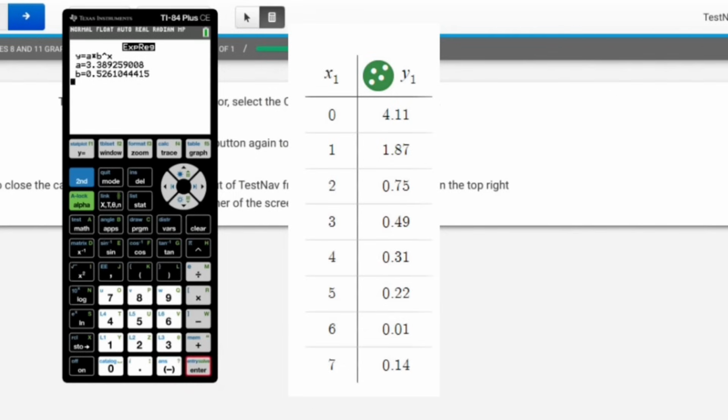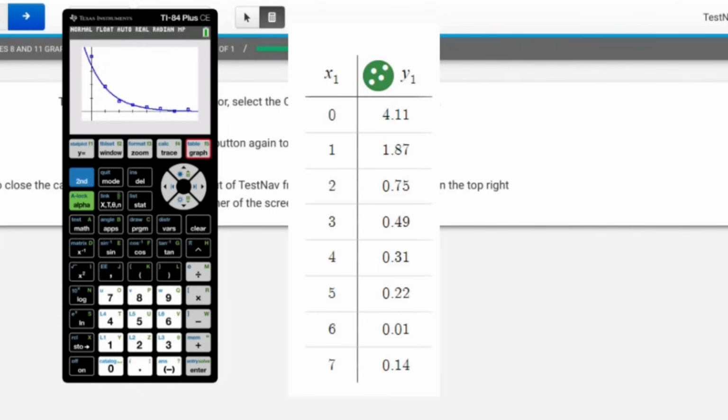So the equation that I get is y equals 3.389 times 0.526 to the x. Now let's graph that. I stored it in my y equals, so there it is. Now it covered the old linear equation, but that's okay. I don't need that linear equation anymore. So is it perfect? No. But does this appear to be an exponential model? It sure does, because it covers things pretty nicely.